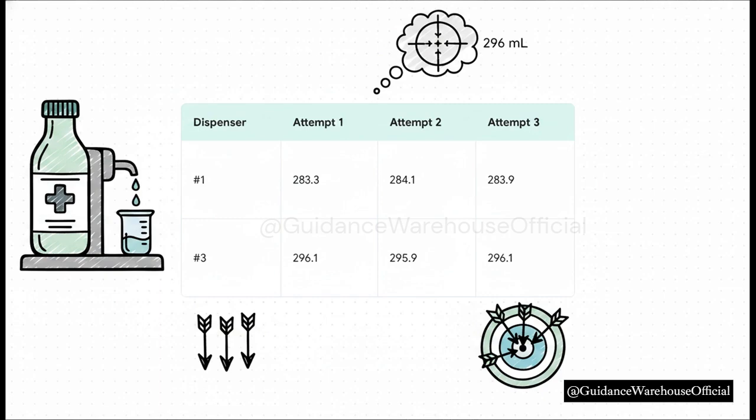Now look at dispenser 3. It is beautifully accurate and precise. It's consistently hitting right around 296.1 and 295.9. It's hitting the bullseye, and the arrows are tightly clustered. That is the only machine you want making your medicine for sure.